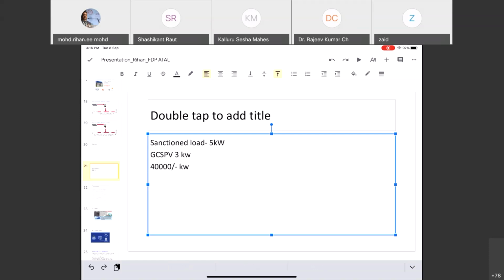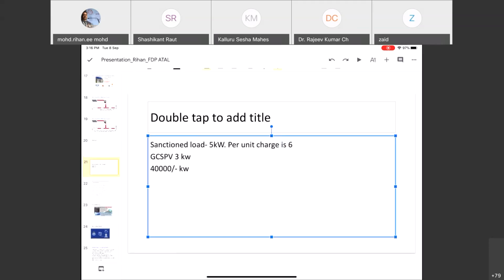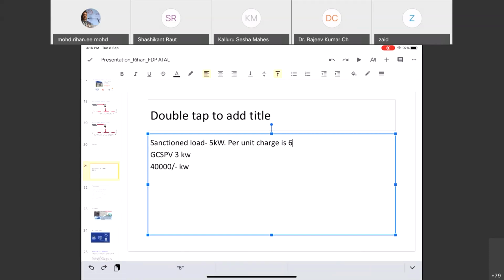Suppose your tariff, that is per unit charge, is 6 rupees per unit, let us say. So let us try to do a rough calculation that tentatively what will be your ROI, in how much time, how many months or years your investment will be returned.